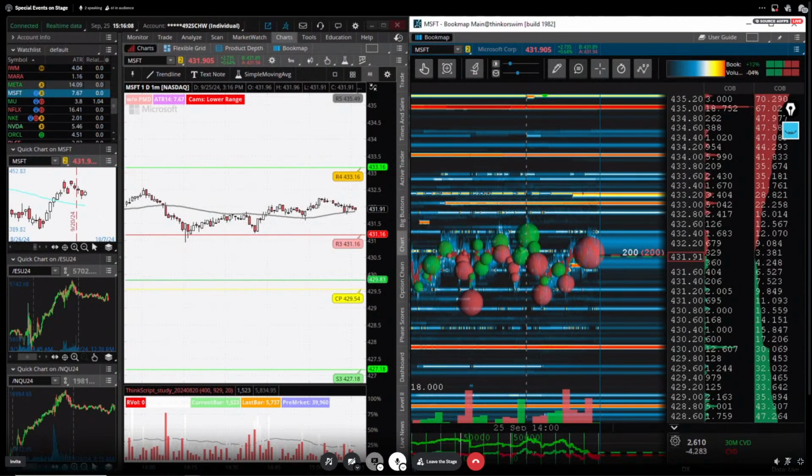I already said it once, I'll say it again. Anna Coulling, she's the GOAT for VPA. A really great read for volume and price analysis, Anna Coulling. Her new book's got color pictures too. So you gotta love color pictures.